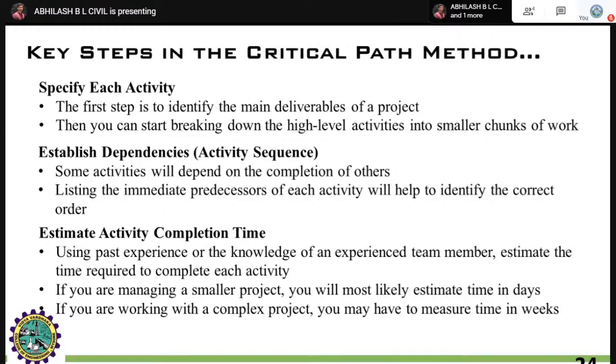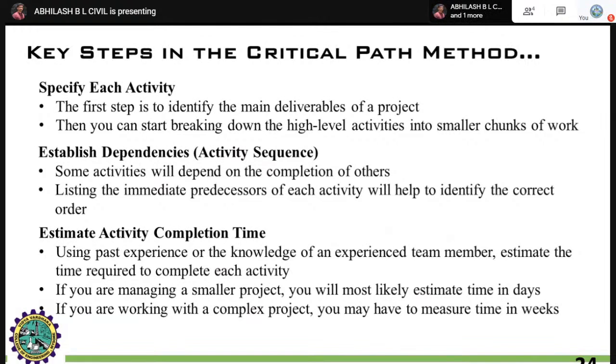Next comes listing the immediate predecessors of each activity, which will help to identify the correct order. You have to identify the predecessors and successors of the particular activity. I hope you know these words, that is predecessors and successors, right?